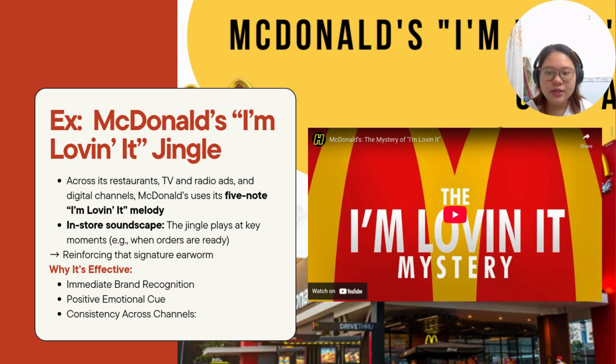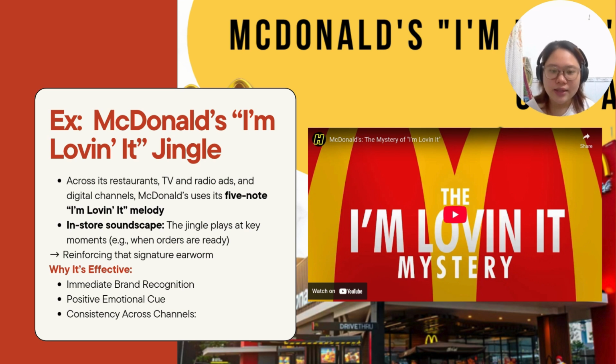The upbeat, major-key melody evokes friendliness and fun, aligned with McDonald's positioning as a cheerful, family-friendly place. I've talked about how brands and marketers have to create audio elements like a jingle or audio logo that align with the brand value and brand personality to create consistency. So in this case, McDonald's five-note "I'm loving it" creates a very fun and cheerful emotion that aligns with the perceptions of the customer about McDonald's.